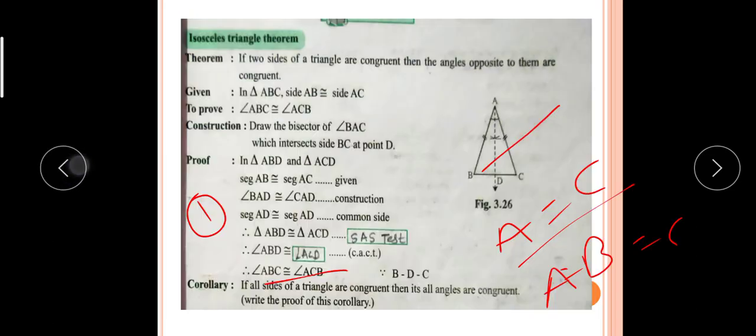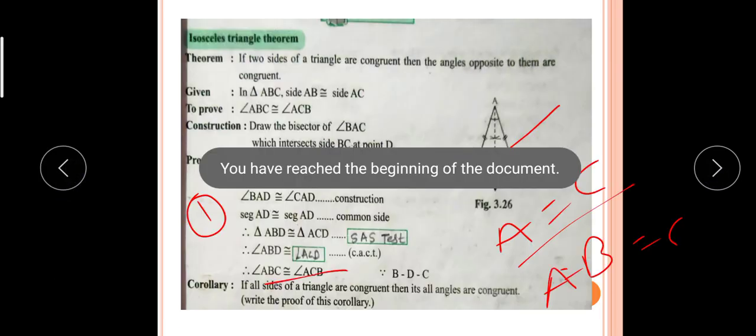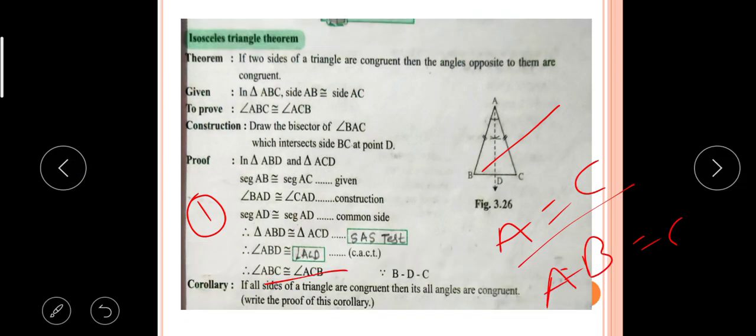So students, up to this, all the theorems you have to write in your notebook and try. This is the only homework I am giving you today: write the proof of this corollary.